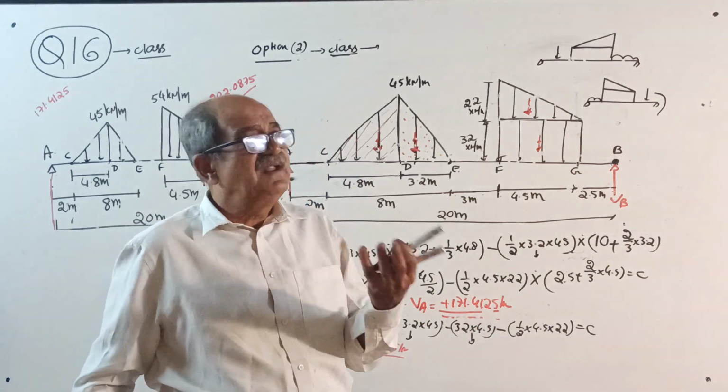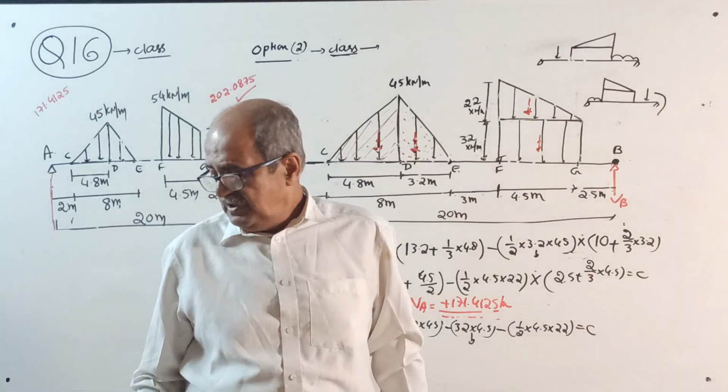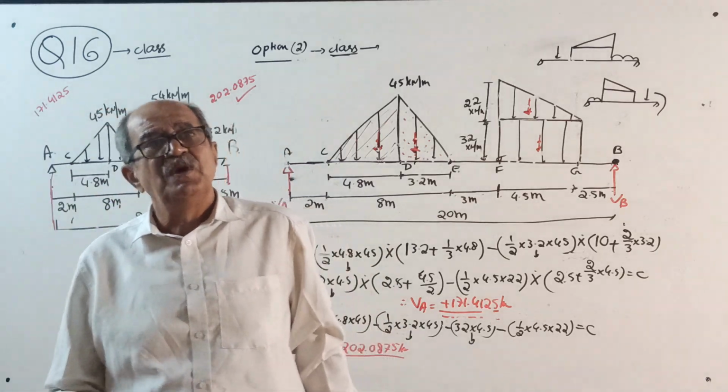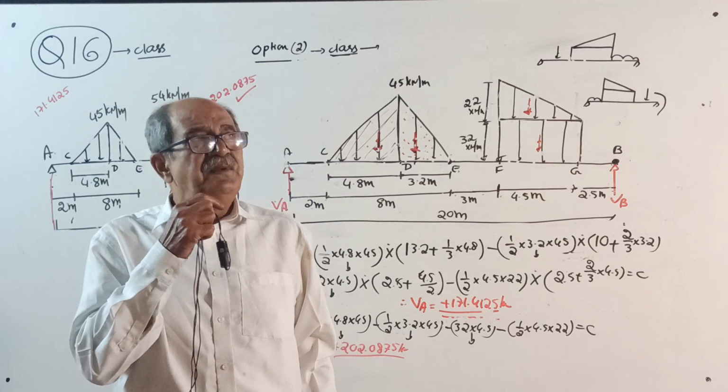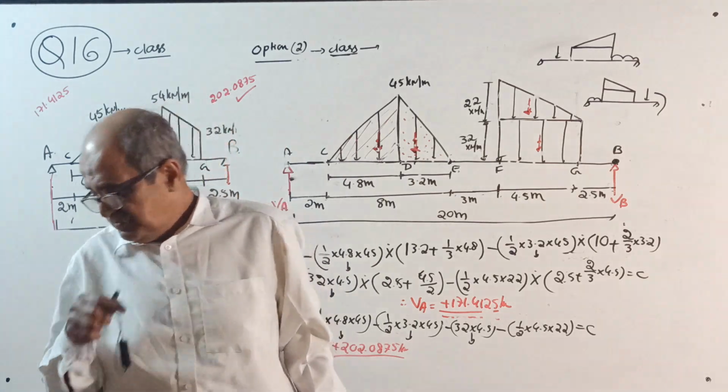Then next class you are changing over to another type of loading. Not another type of loading, we are changing the beam. Instead of simply supported beam, we will go to overhanging beams.